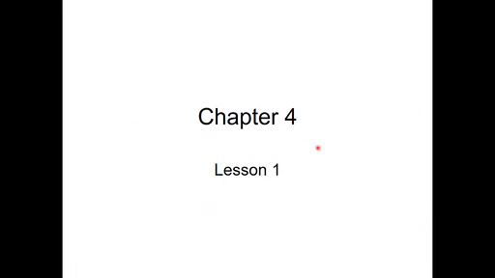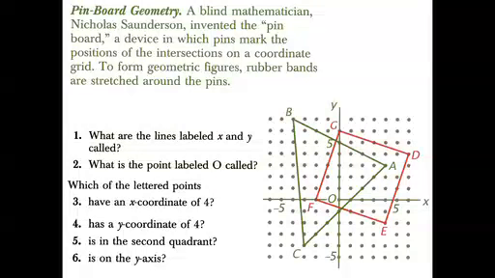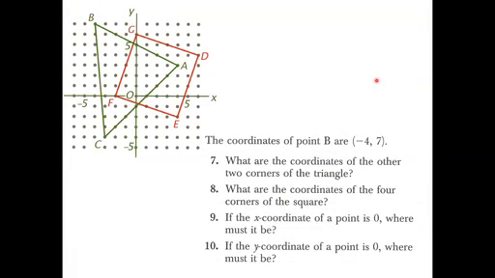Chapter 4, Lesson 1, there's some problems working with that. Maybe you used one of these pin boards, or geoboards, I think is another name for them. So they've got a geoboard here, and they formed some figures. A triangle was green and a red square. And just some questions. They've superimposed the coordinate graph, the x-axis and the y-axis here. So use that to answer those questions. There are a few more questions here about that.